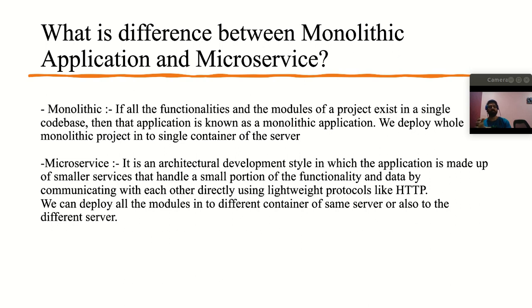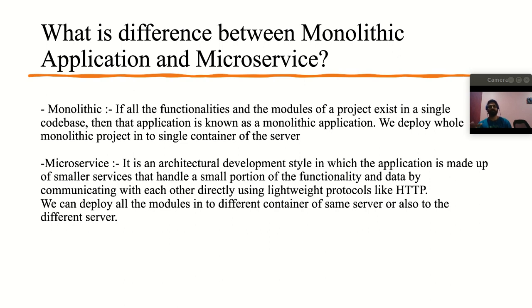So if you're using microservices, you only have to update that particular microservice or module, and you can simply deploy that microservice to the server. You don't have to touch any other microservices. But this is not the case with monolithic. If there is a change in a certain module, then you have to change that module, and the whole code base will again get deployed to the server, right?